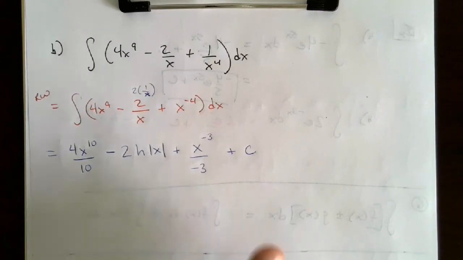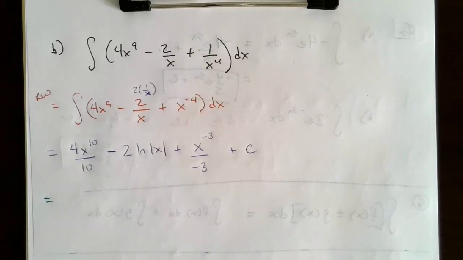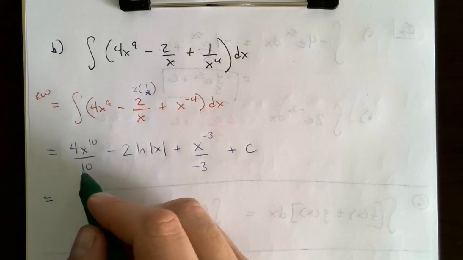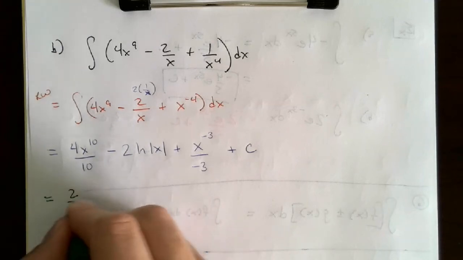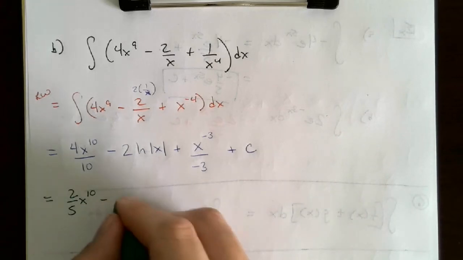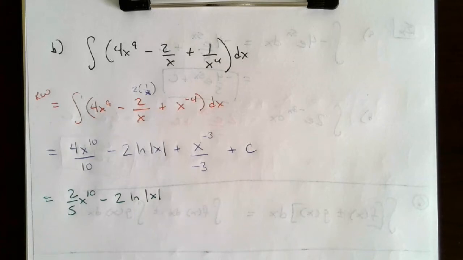Now, if I don't ask you to simplify, you could leave it like that, but I assume you will simplify, unless I tell you not to. So 4 over 10, if this reduces, you should reduce it. And 4 over 10, they share a common factor of 2. So this reduces to 2/5 x to the 10th minus 2 natural log absolute value of x. Make sure you have those absolute value bars in there. They do matter.